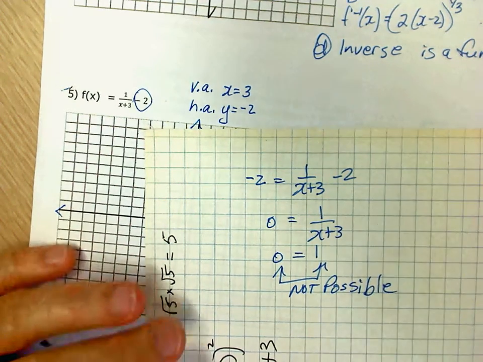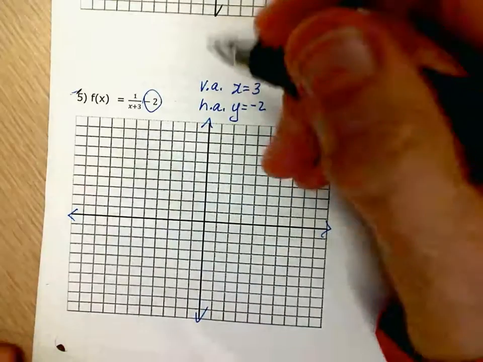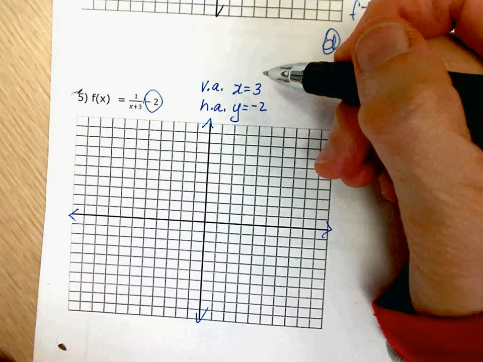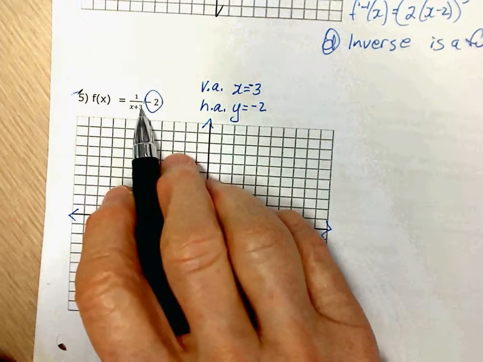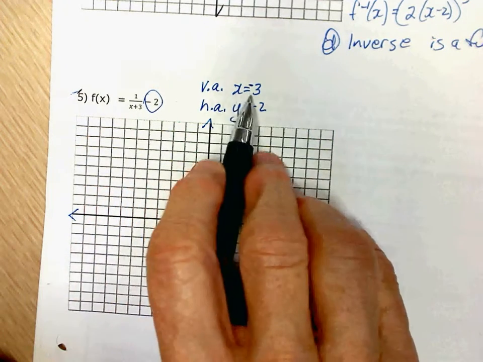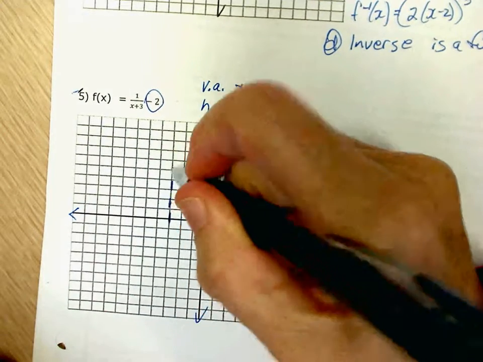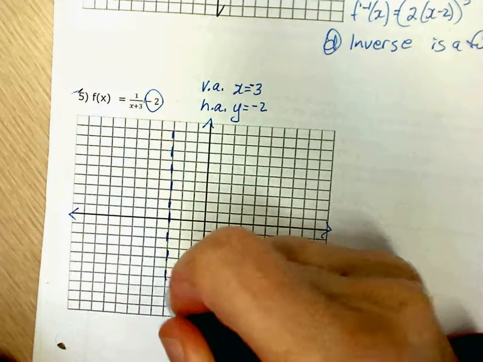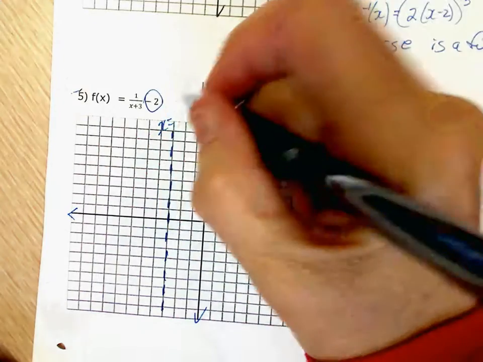So my vertical asymptote is x equals negative 3, right? We can't divide by 0. So negative 3 plus 3 equals 0. So x equals negative 3. I'm going to have this asymptote here. This is x equals negative 3. And my horizontal asymptote is y equals negative 2.